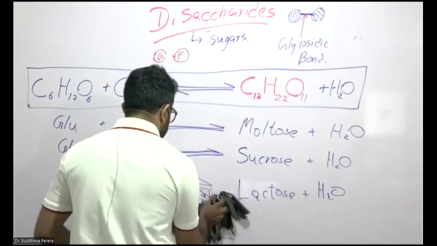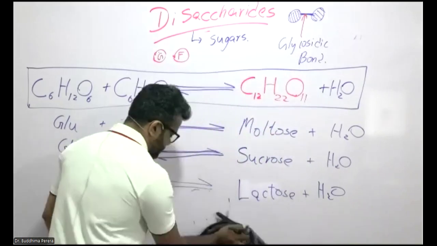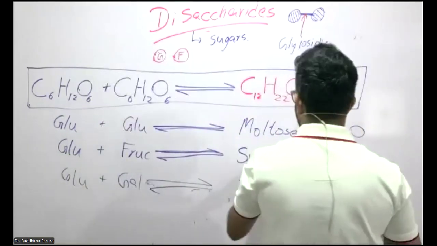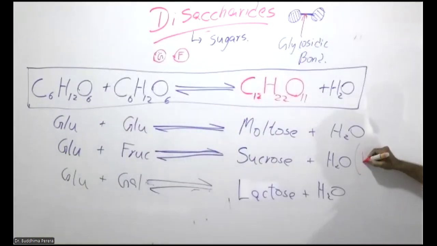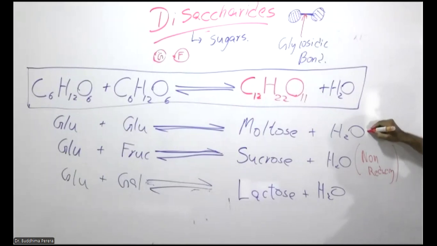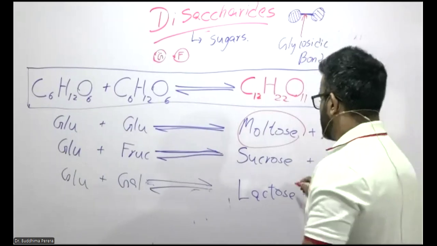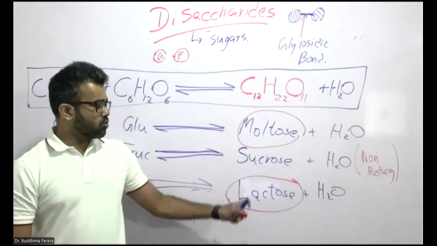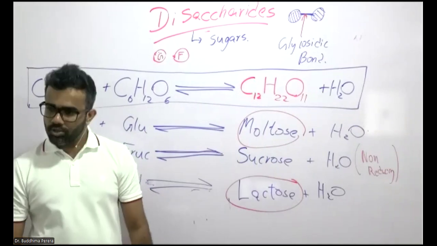So, what is the take home message from it? You just have to remember that sucrose is a non-reducing sugar, and maltose and lactose are reducing sugars. Right? Sucrose is a non-reducing sugar. Right?